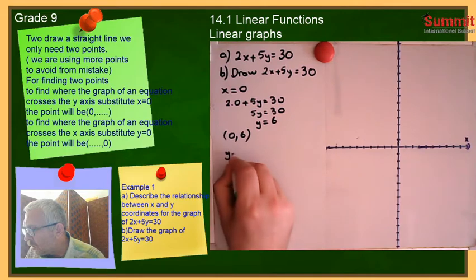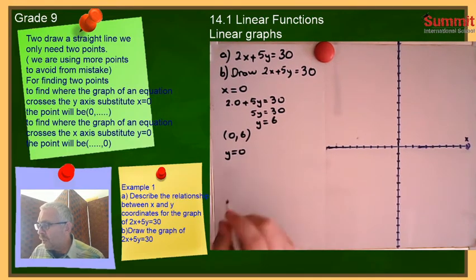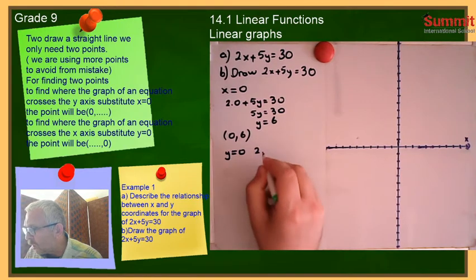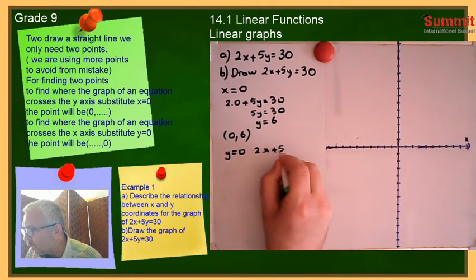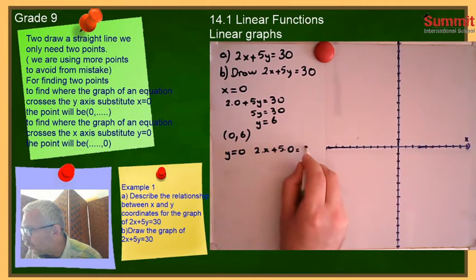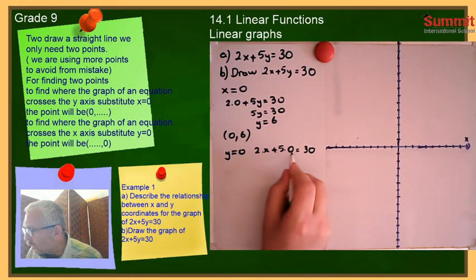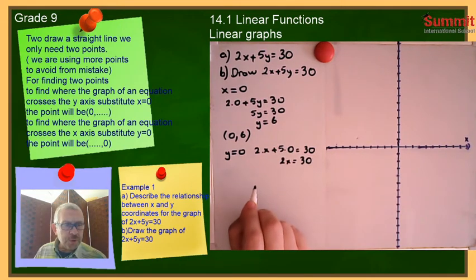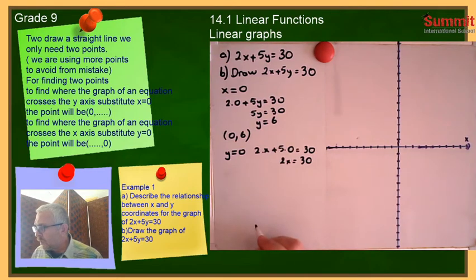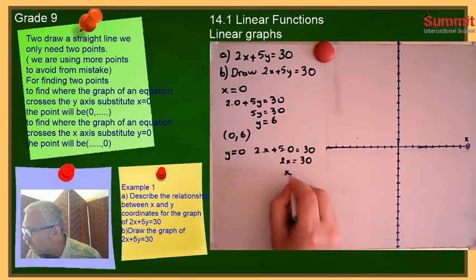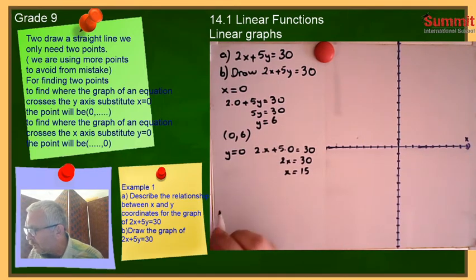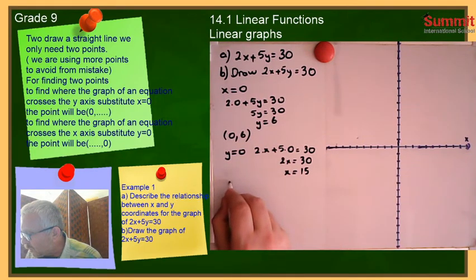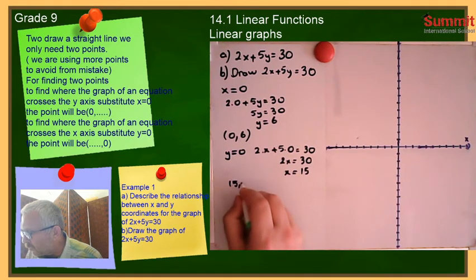Now let's go to the second part. The second part says y will be equal to 0. Let's put it here. 2 multiplied by x plus 5 multiplied by 0 is equal to 30. Now this part will be completely 0, leaving 2x is equal to 30. If we divide both sides by 2, x will be equal to 15. Our second point will be x is 15, y is equal to 0. Now I have found these points.